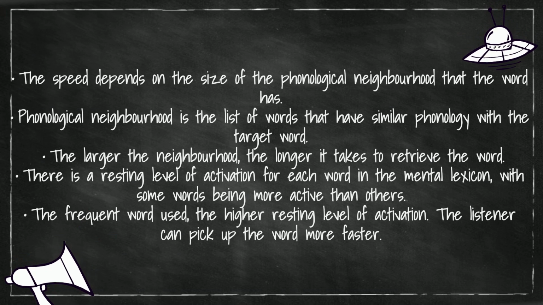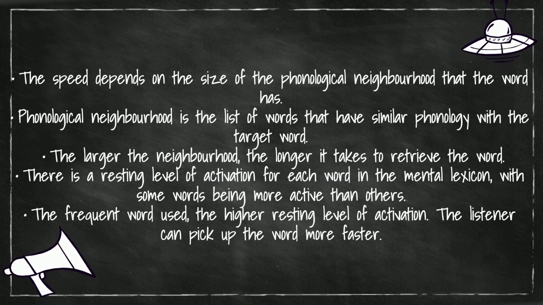The speed depends on the size of the phonological neighborhood that the word has. Phonological neighborhood is the list of words that have similar phonology with the target word. The larger the neighborhood, the longer it takes to retrieve the word. There is a resting level of activation for each word in the mental lexicon, with some words being more active than others. The more frequently a word is used, the higher its resting level of activation. The listener can pick up the word faster.